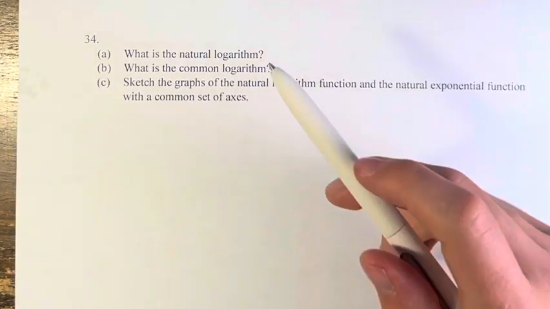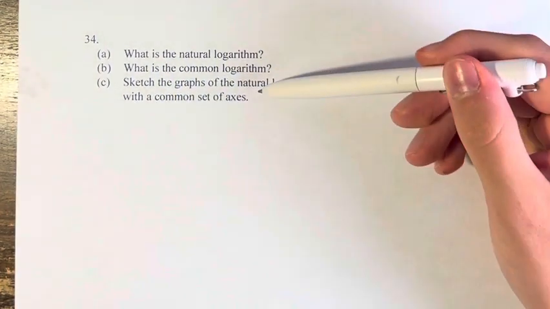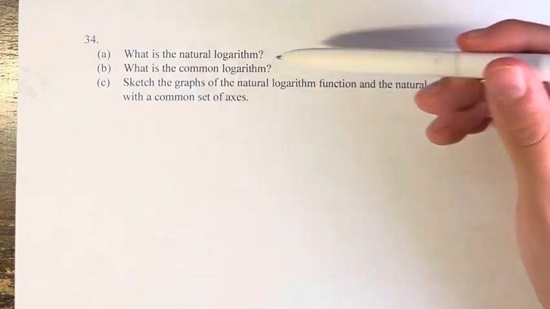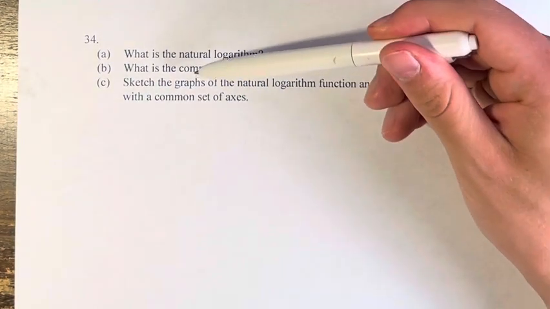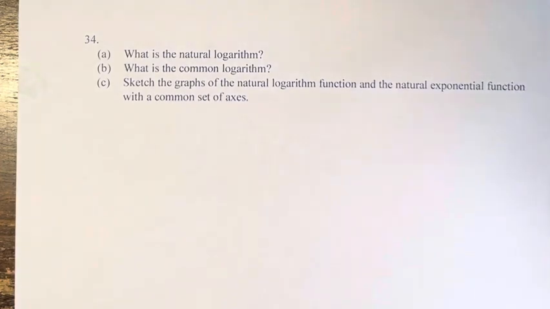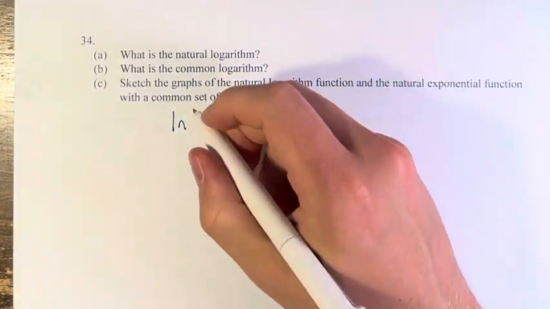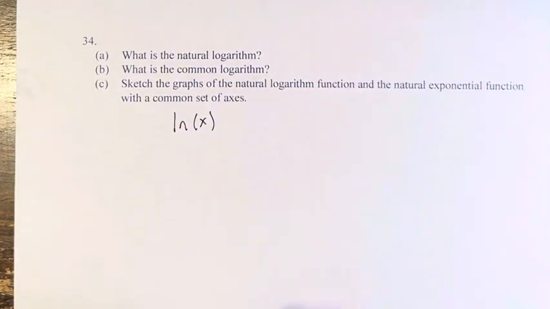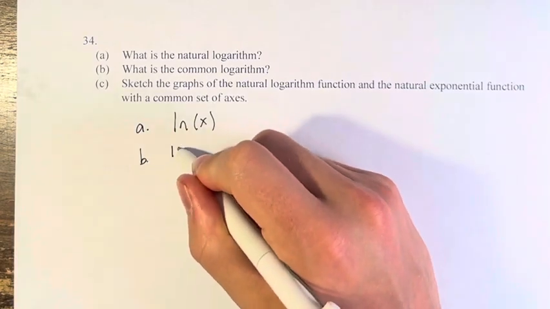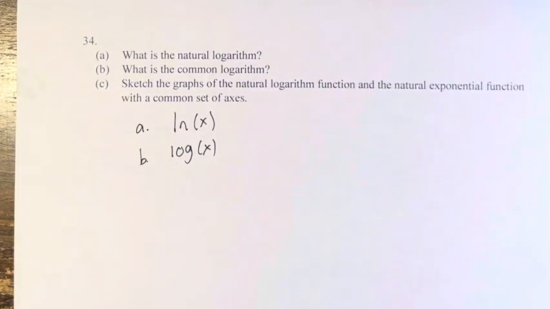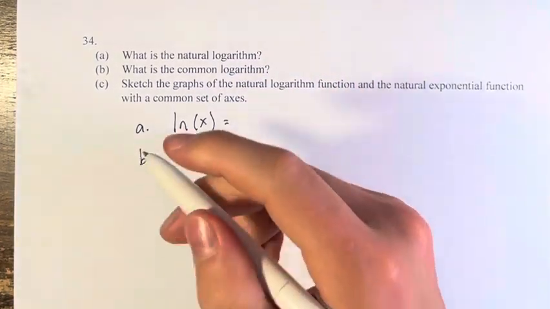In this problem, we're asked what is the natural logarithm, what is the common logarithm, and to sketch both of the graphs of those functions on a common set of axes. So the difference between the natural and common logarithm is their base. The natural logarithm, ln x, versus the common logarithm, log of x, with no base listed. The difference here is the base.